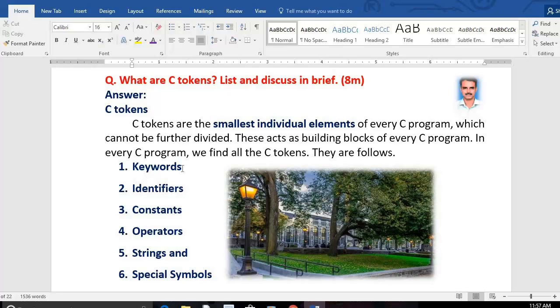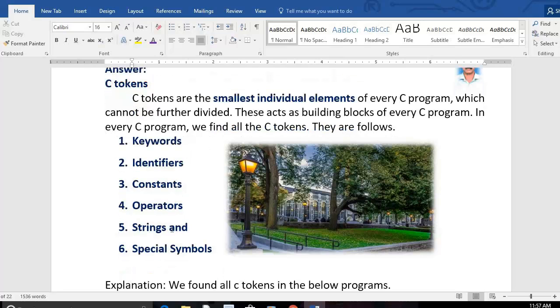In every program keywords will be there. In every program identifiers will be there. In every program constants will be there. In most programs, without operators we cannot write the programs at all, because without operators we cannot solve the problems. And strings also we need. Without symbols you cannot imagine a C program. Okay, very good. But in today's class, first we start with constants.